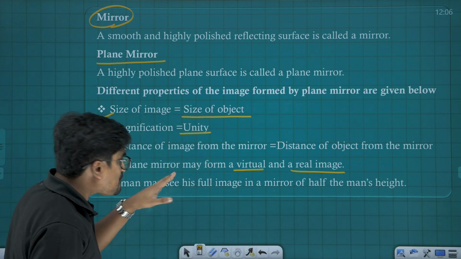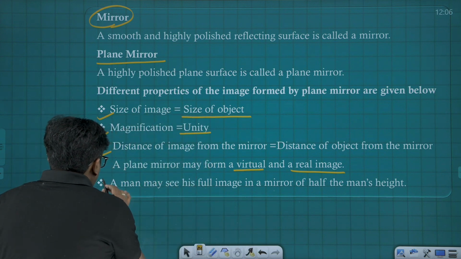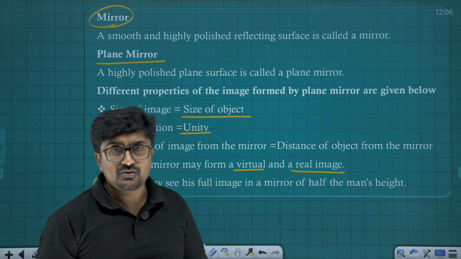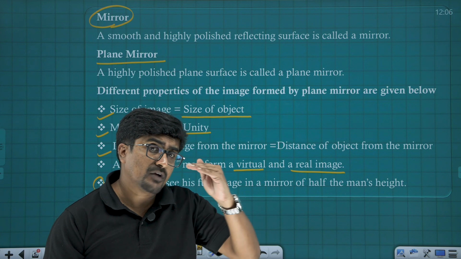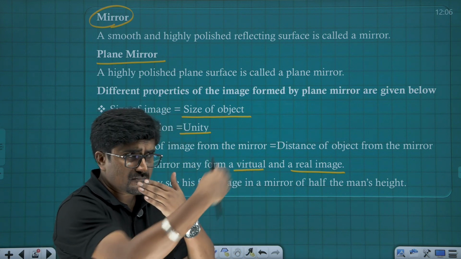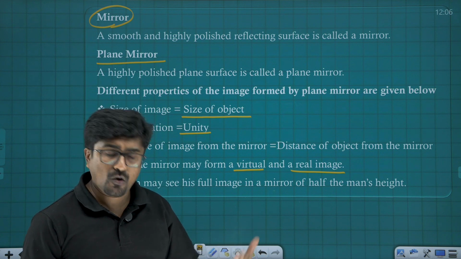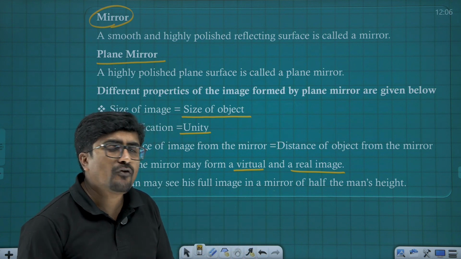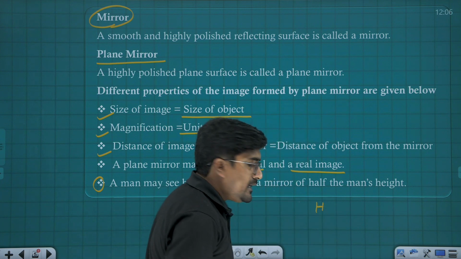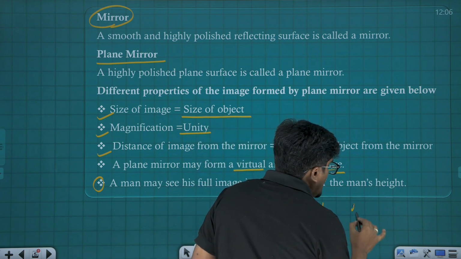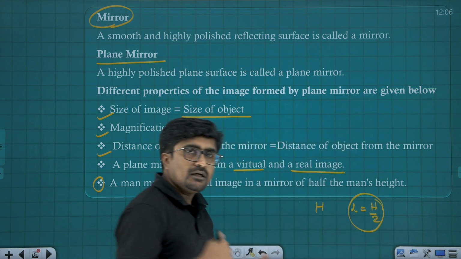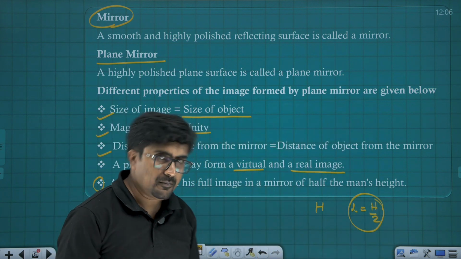Alright, and the last one is: what should be the size of the mirror so that a particular person can see his complete image? Exactly, it needs to be half of the height of the person. That means if capital H is the height of the person, then he must have a plane mirror of length L that is equal to H by 2 so that he can completely see his image in the mirror.